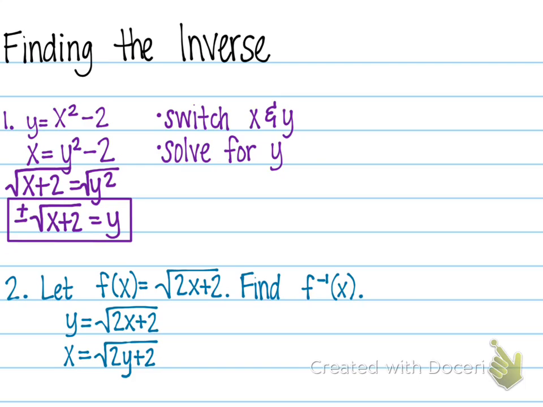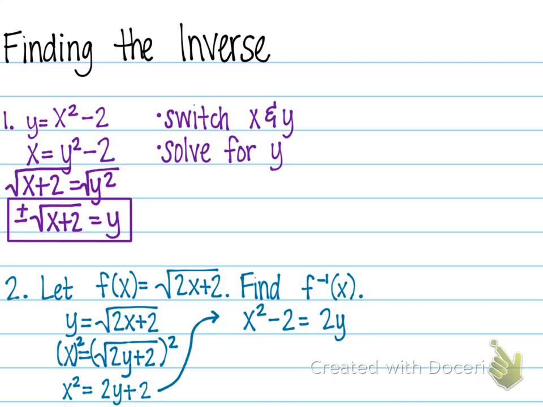To get rid of a square root, the opposite is to square. So we have x squared equals, and all we have left on that other side is what's underneath our radical, so 2y plus 2. To get that y by itself, first we have to get rid of that plus 2. So we subtract 2 from the other side. So we have x squared minus 2 equals 2y. Now we got to get rid of that 2 in front of our y. So we divide everything by 2, and we get x squared minus 2 divided by 2 equals y.